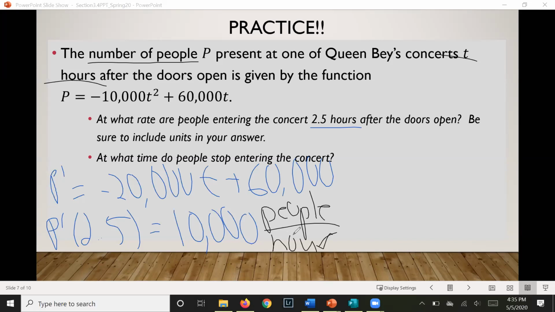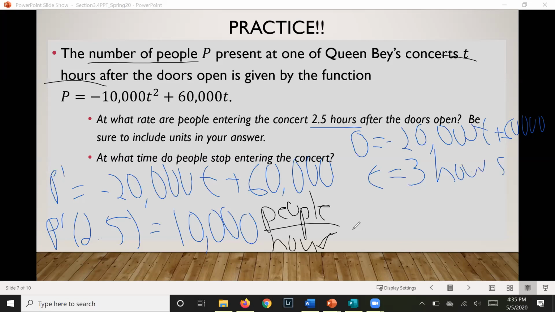Okay, and then we're asked to figure out at what time people stop entering the concert. So if they're stopping entering the concert, what is the rate of flow or the rate of change of people entering? Well, that would be 0, which means we could take our function and set it equal to 0, or our derivative here. So we'd have 0 equals negative 20,000 T plus 60,000. And if we solve that, we end up with T equals 3, and these are hours because they're T values.